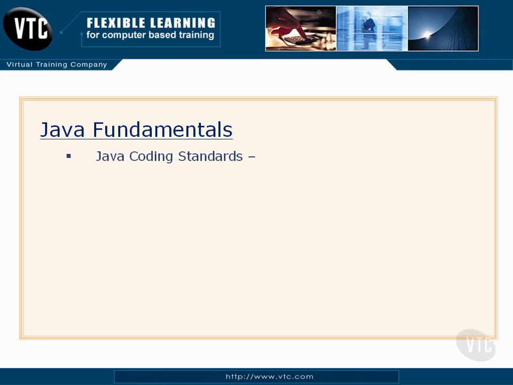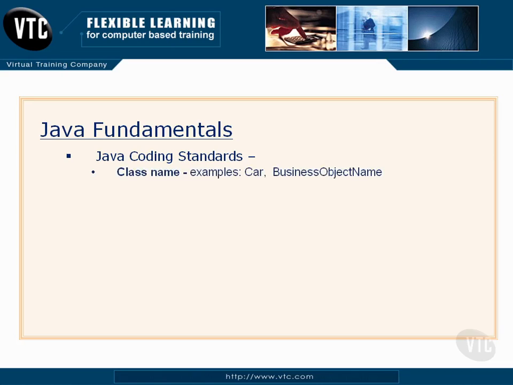Coding standards. The code conventions for the Java programming language contains the standard conventions that Sun and Oracle follow and recommend that others follow. It covers file names, file organization, indentation, comments, declarations, statements, whitespace, and naming conventions.